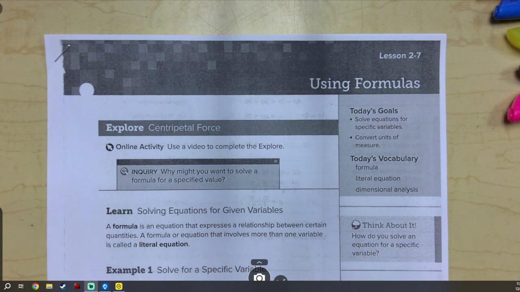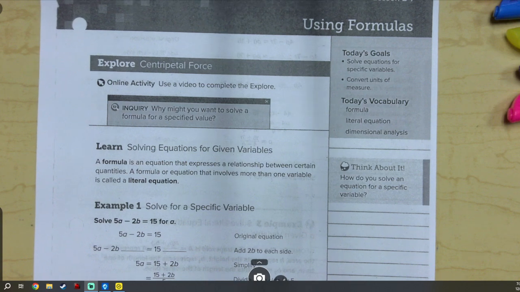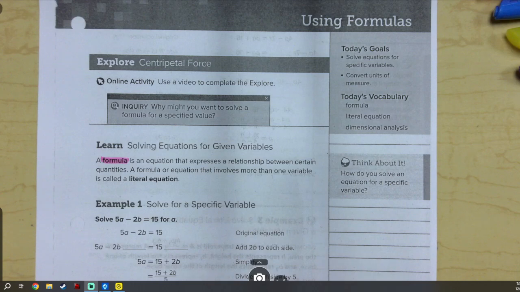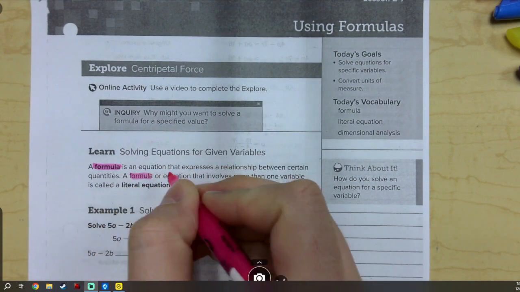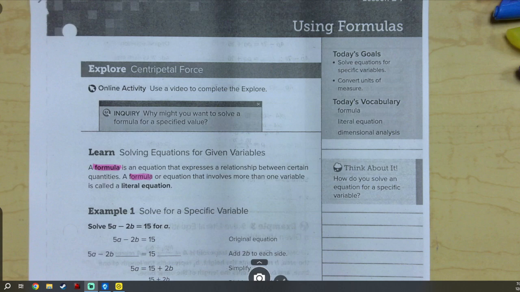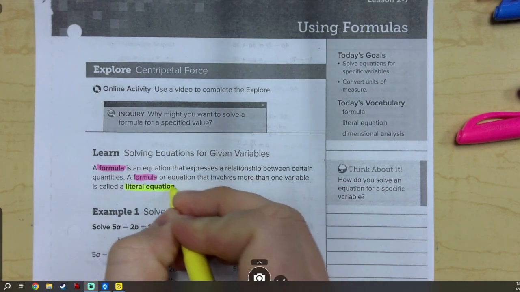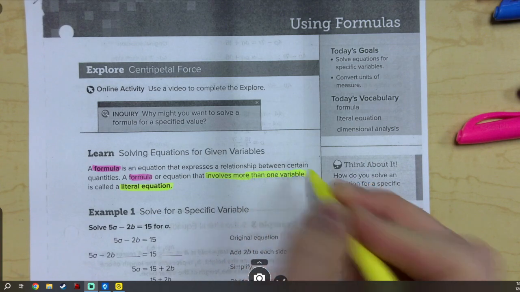Hello, today we're going to start with our next lesson using formulas. A formula is an equation that expresses the relationship between certain quantities. A formula or equation that involves more than one variable is called a literal equation. So, it involves more than one variable.